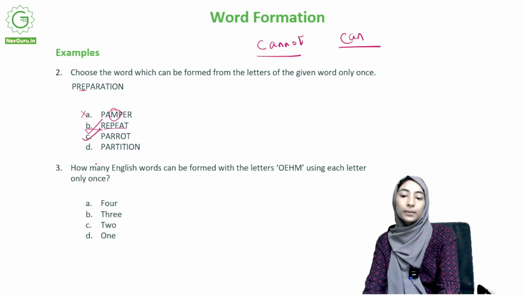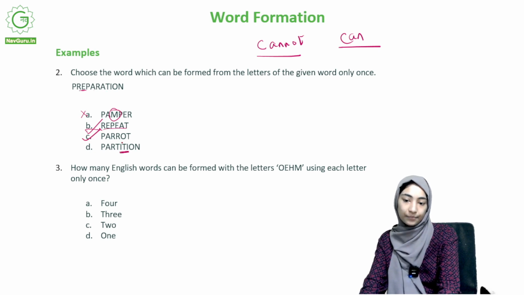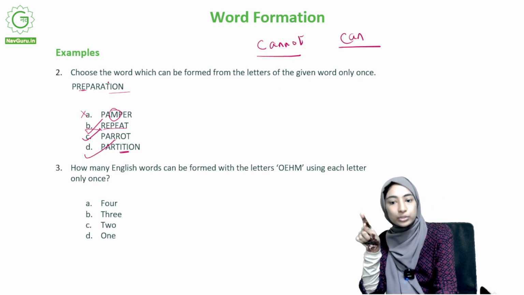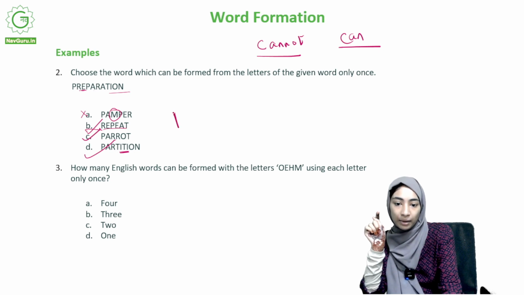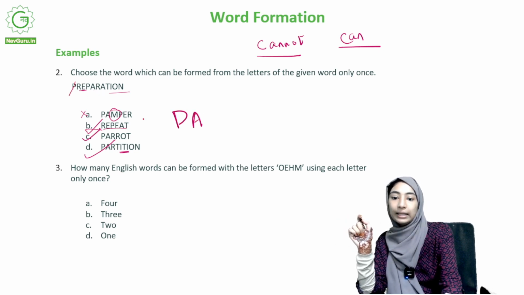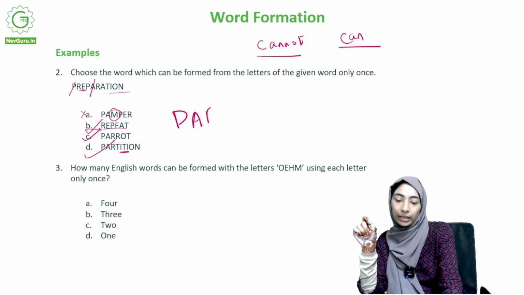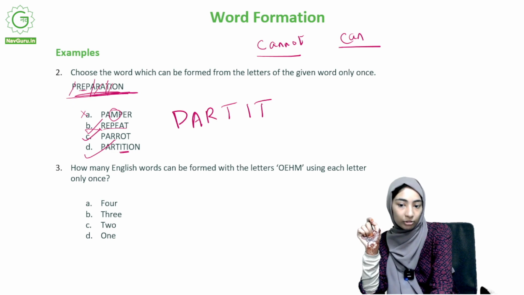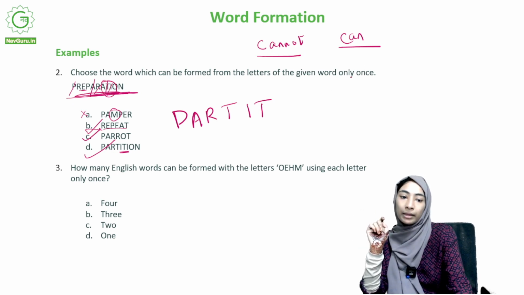Now we'll just cross check with partition. Can partition be formed? No. Why? Because partition has two T's, right? But here you only have one T. What do we mean by the letters of the given word only once? Basically, you can use the letter only once. So for writing partition, if you take a P, then you need to cut this P. You cannot use the P again. You take an A, you cut this A. You take an R, you cut this R. You take a T, you cut this T. You take an I, you cut this I, you take another T, now you don't have a T, right? Because you've already used this T. This is what we mean by only once, okay?